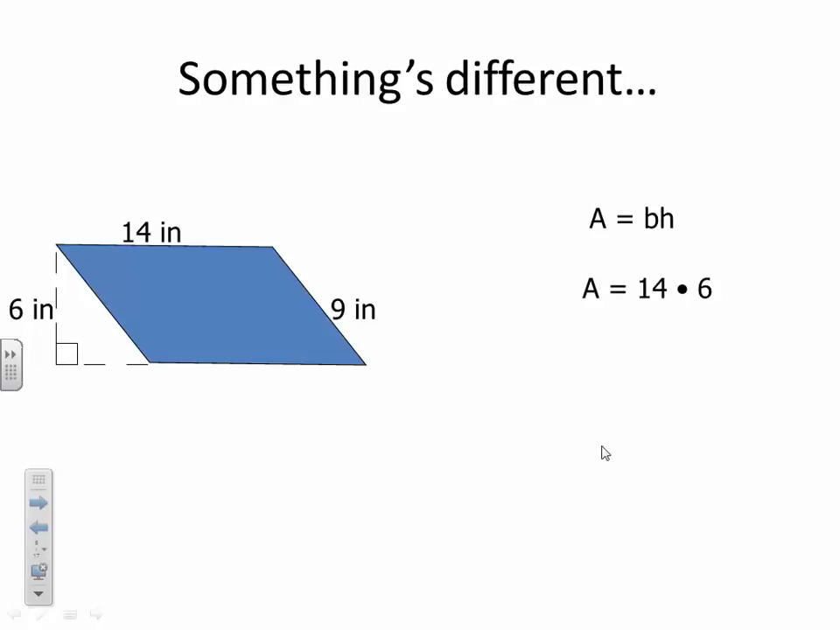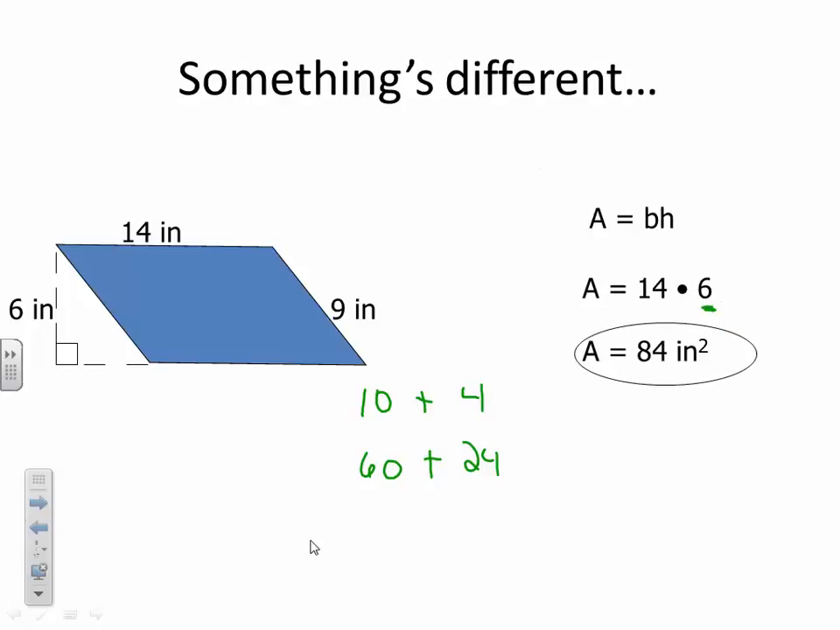I'm going to be efficient here also. I'm going to say 14 is really a 10 and a 4. And then I'm going to multiply that 6 by each of those numbers. 6 times 10 is 60. 6 times 4 is 24. And everything in the green, by the way, I'm doing in my head. And my final answer then gets me 84. And in this case, we're talking about inches, 84 square inches.